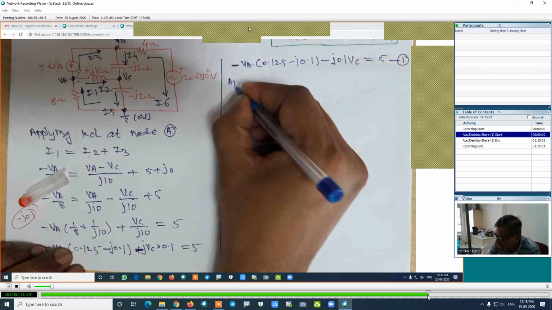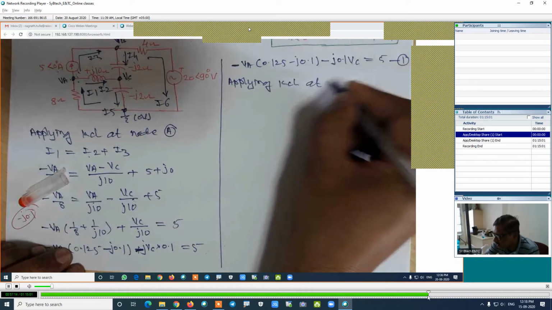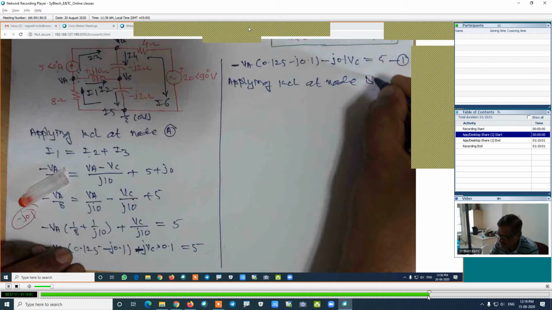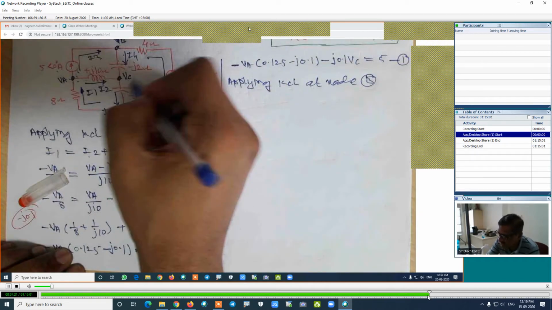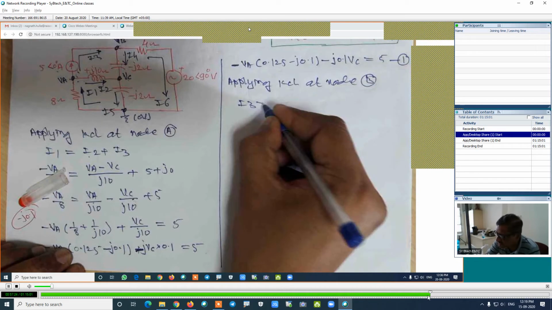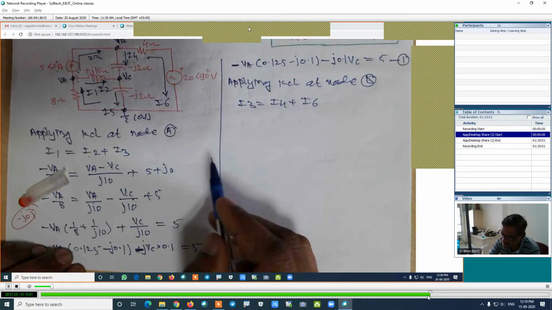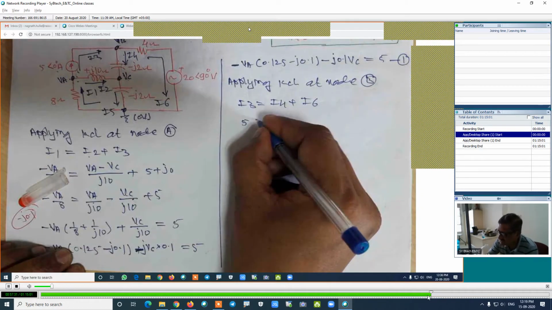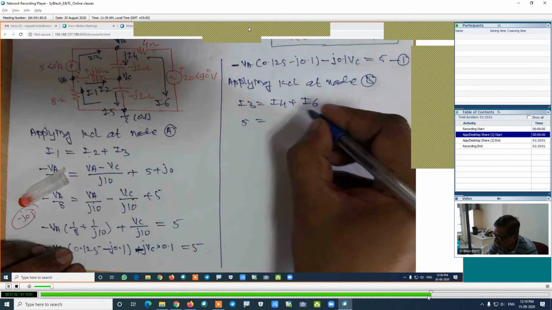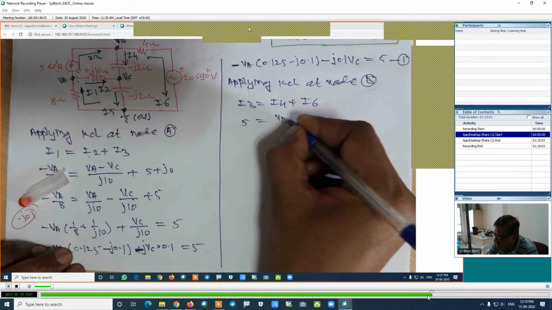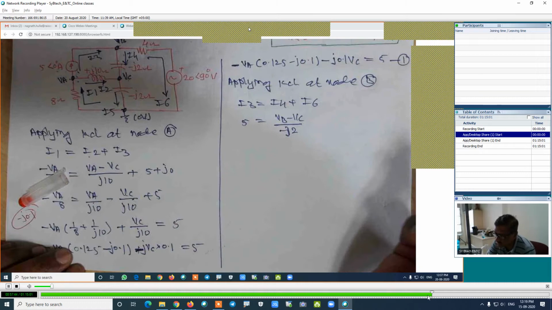Now we will apply KCL at node B. Incoming is equal to outgoing: I3 is equal to I4 plus I6. I3 is 5 directly, which is equal to I4. I4 is the current in this branch, which is VB minus VC divided by minus J2. This is minus J2. Is it right?